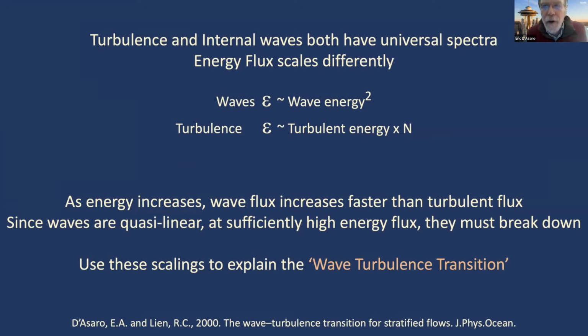The turbulence and the internal waves both have a universal spectrum, but the energy flux scales rather differently. For the waves, the energy flux is proportional to the wave energy squared, but for the turbulence, in a stratified flow, it's more like the turbulent energy times the buoyancy frequency. In other words, there's only one time scale, the buoyancy frequency, and you take the energy, multiply it by that, and that's how turbulence scales in a turbulent sense, not in a wave-like sense. So if we start out with some waves and we start making the wave energy bigger and bigger, then eventually the waves can't be linear anymore, and you switch over from a quadratic dependence on energy to a linear dependence on energy. That should be some sort of a transition, which I've called the wave turbulence transition. And that's what I'm going to be talking about for the rest of this talk.